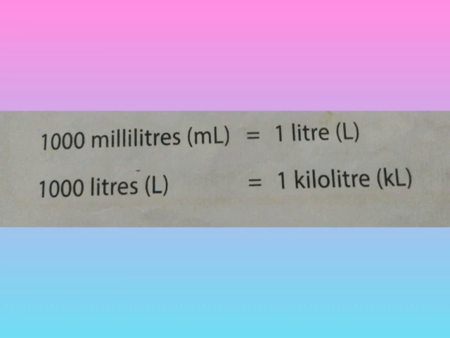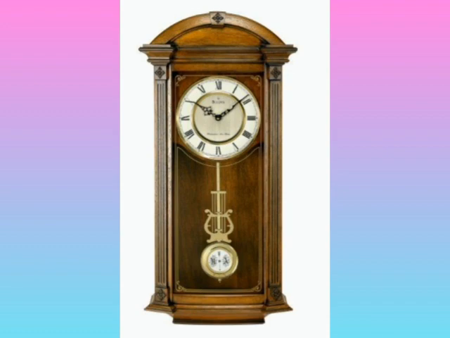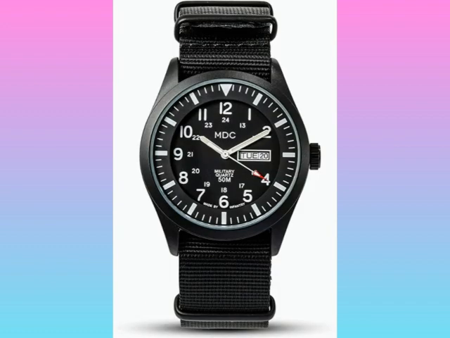So next one is measurement of time. For this, you have to see the clock. First, what is time? Time is the period between two events. Now, how can we measure time? Yes, we can measure time with the help of a clock or a watch. Here, the clock or the watch is the instrument to measure time.